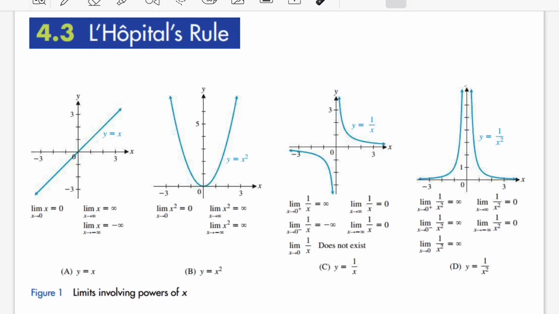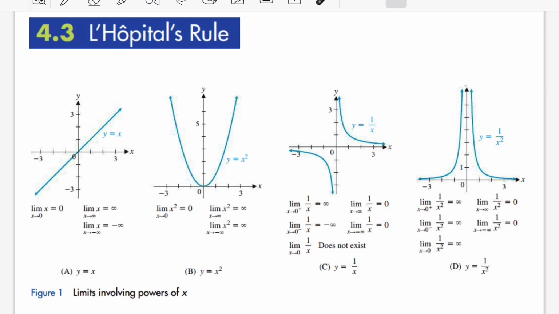Alright, so in this video, we're going to go over section 4.3, which talks about L'Hopital's rule. And then this figure right here is just a little review of some limits involving powers of x that we saw in previous sections. And just a little refresher, for example, if we have a function like 1 over x, and if our denominator x is getting smaller and smaller, we have 1 over a small number, and so our limit is approaching infinity.